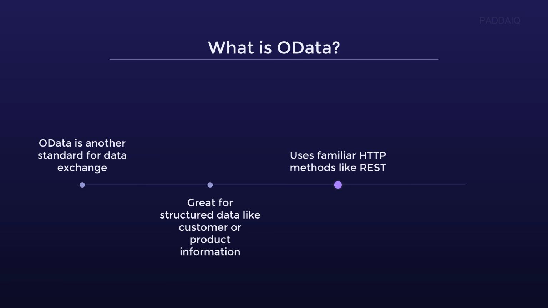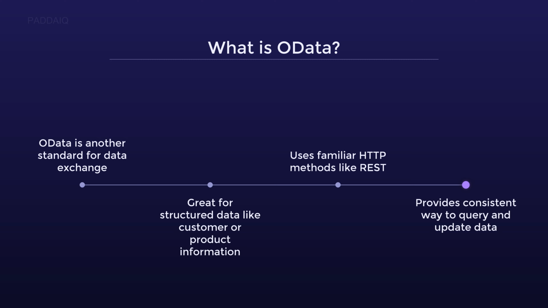Uses familiar HTTP methods like REST. This means OData performs operations using standard web commands you already know: get to retrieve data, post to create, put to update, and delete to remove. For instance, a mobile app gets your sales orders from the SAP system. This common approach simplifies integration and development across applications.